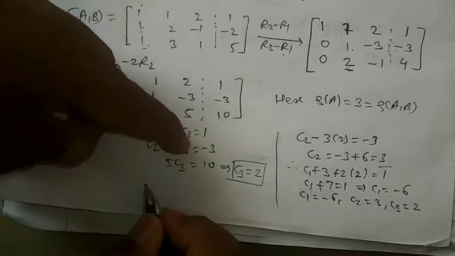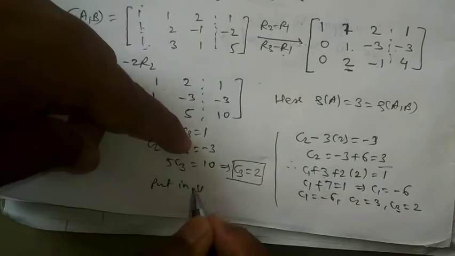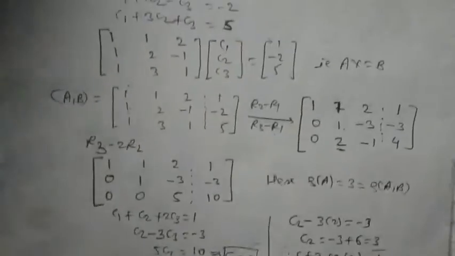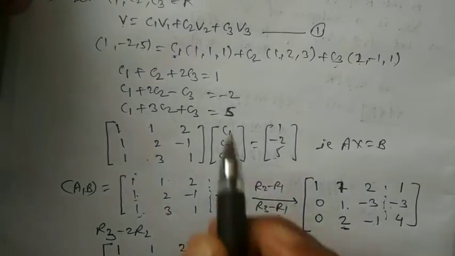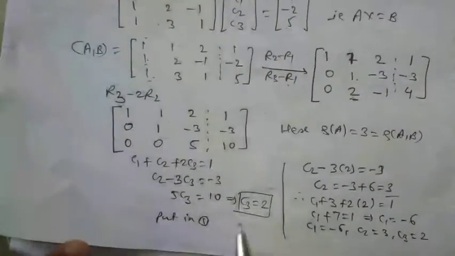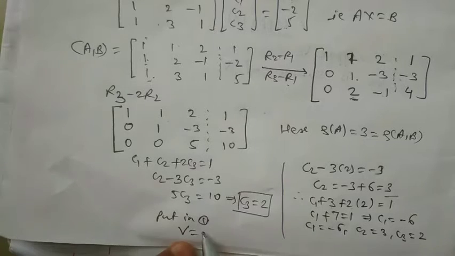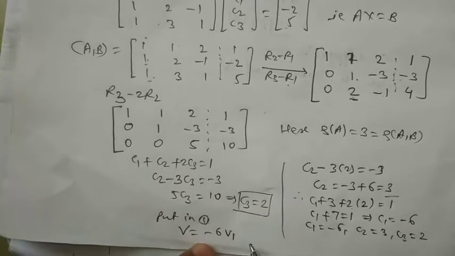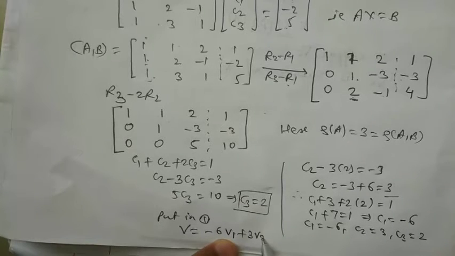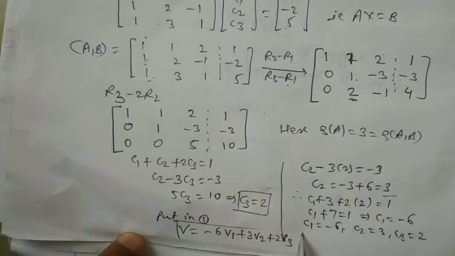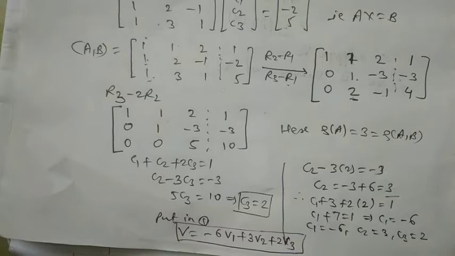We can put in equation number 1. What is equation number 1? That is a linear combination. Therefore, the vector V can be written as C1, which is minus 6, into V1, plus C2, which is 3, into V2, plus C3, which is 2, into V3. Therefore, we write the given vector as a linear combination of the remaining 3 vectors. So that is a linear combination.